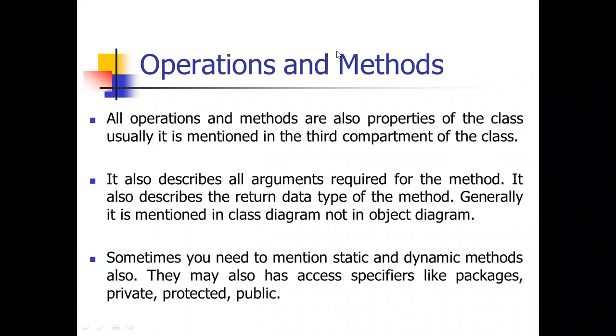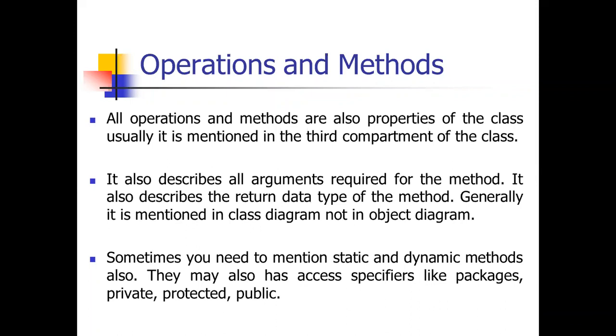Then operations and methods in advanced classes. Here all operations and methods are also properties of the class. Usually they are mentioned in the third compartment of the class. We have seen the declaration of a class; the class declaration has 3 compartments. First one is class name, then attributes and methods. At the third compartment, we declare operations or methods. It also describes all arguments required for the method and the return data type of that method, for example void.